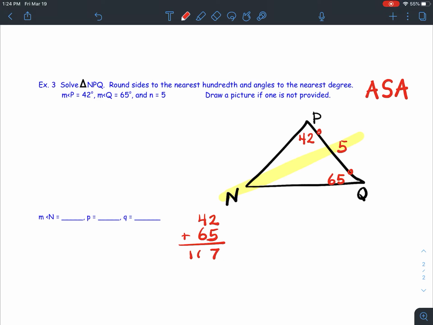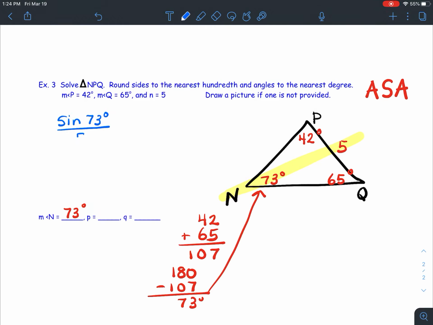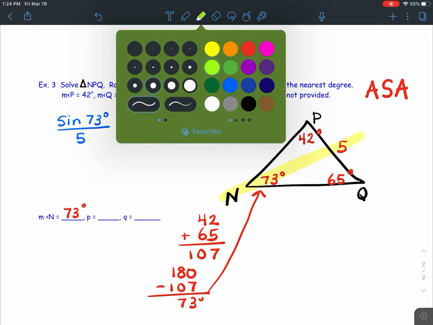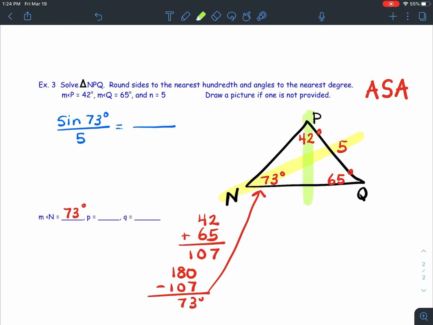So if we add those up, and then subtract that sum from 180, we technically do have what angle N is. That would be the first thing that we would solve for. We don't need to use law of sines to get that. Once we have that, that's going to be our base fraction: sine of 73 over 5 equals, and I could pick either one of the other two options. We'll just do side P first. We're going to do sine of 42 over side P.